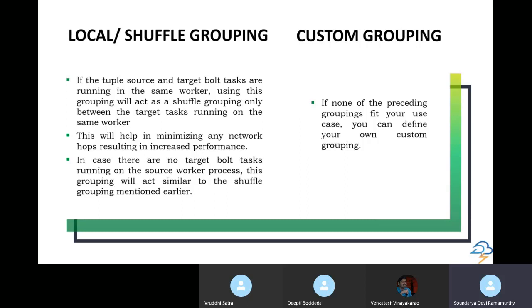So next, if what we discussed about grouping doesn't fulfill your requirement, we can design our own grouping. That is known as custom grouping.